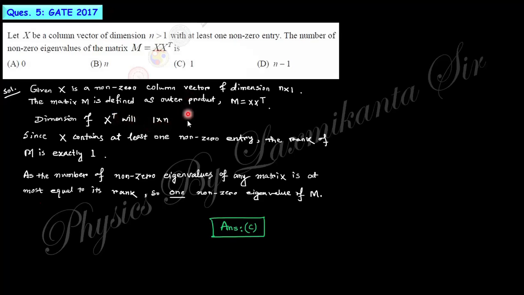Next question says: let x be a column vector, that is, its dimension is n cross 1, and consider the number of non-zero eigenvalues of this matrix. If you take x transpose, its order will be 1 cross n, so the order of M will be n cross n. So x contains at least one non-zero entry, and the rank of M is exactly 1. The number of non-zero eigenvalues of any matrix is at most its rank, so option C is the correct answer of this question.